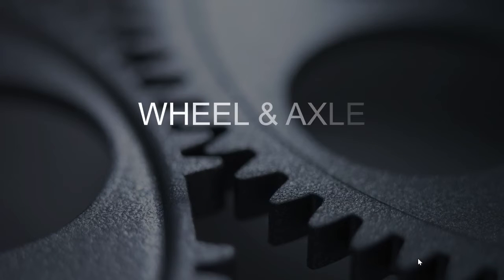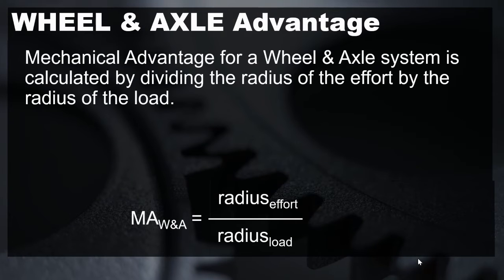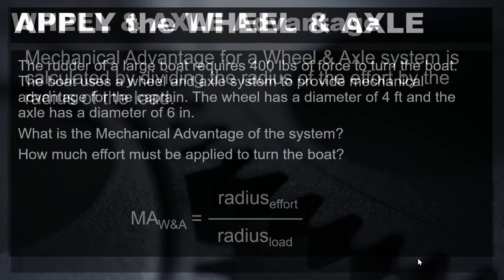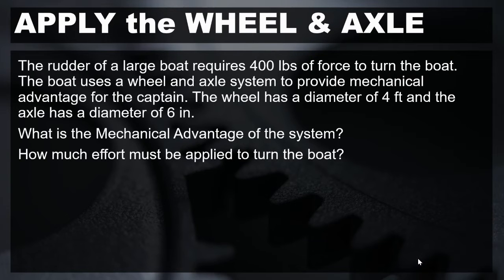In this video, you will learn how to calculate the mechanical advantage for a wheel and axle. The mechanical advantage for a wheel and axle system is calculated by dividing the radius of the effort by the radius of the load. You can see that in the equation below. We're going to apply that equation to solve a problem.